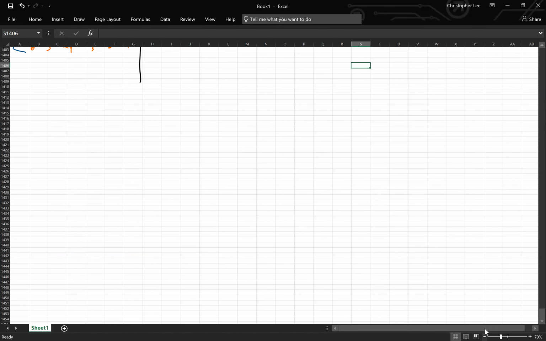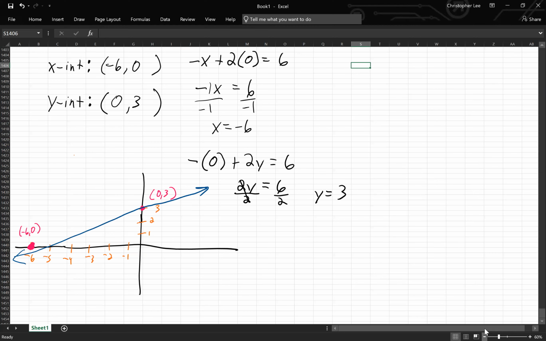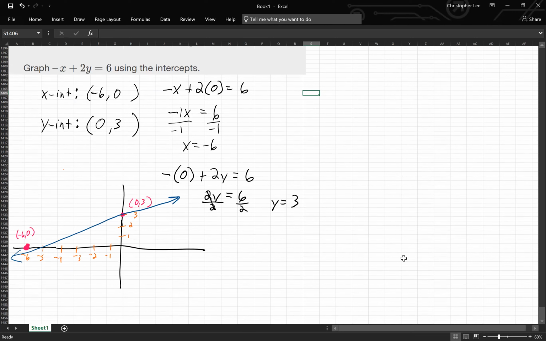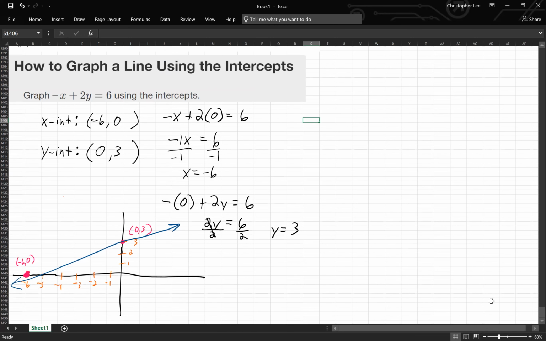Let me get one more. Hold on. That looks good. So we find the two intercepts, we plot them, connect the dots. That's it.